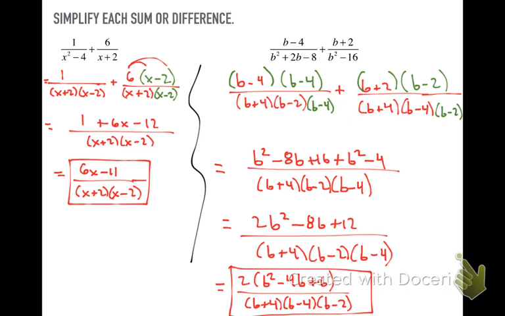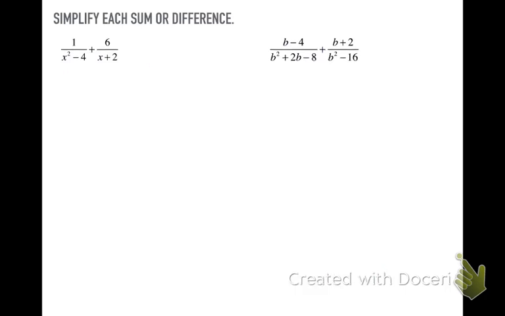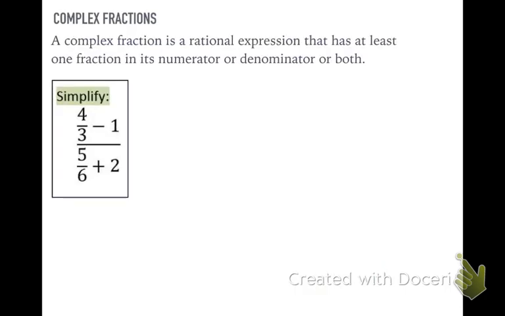Some examples will already have a common denominator, some like these will not. You've got to factor first so you can see what that common denominator is. Now that we know how to combine rational expressions, we can take this one more step, and we can do one more objective today, and that is to simplify a complex fraction.